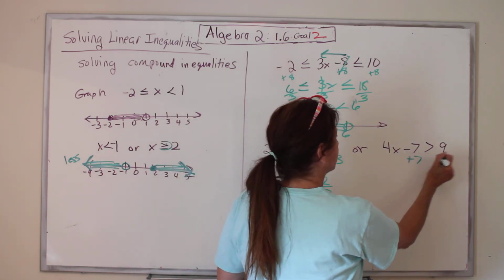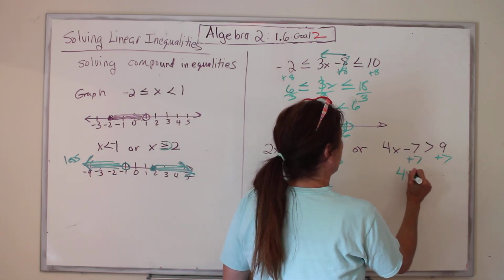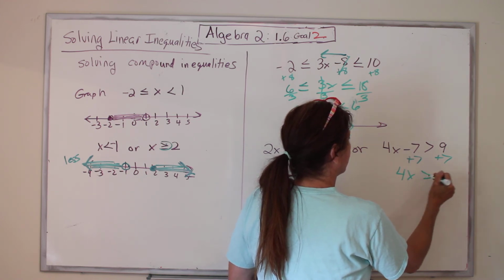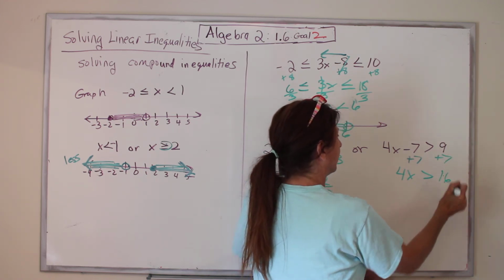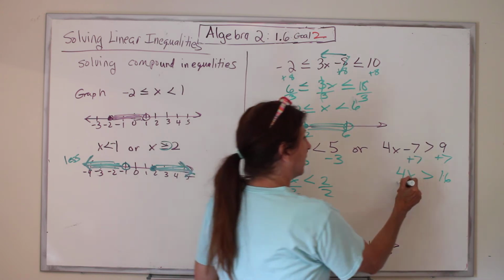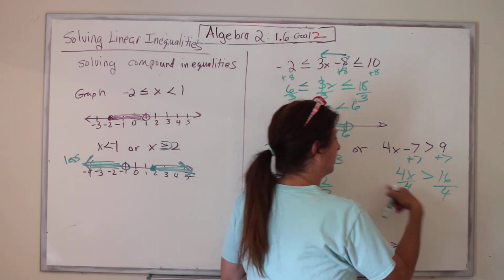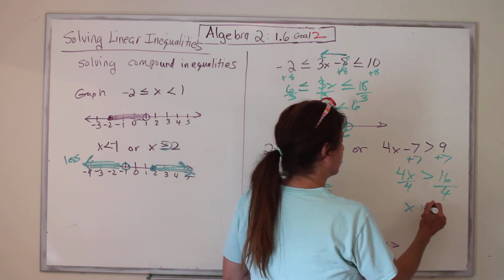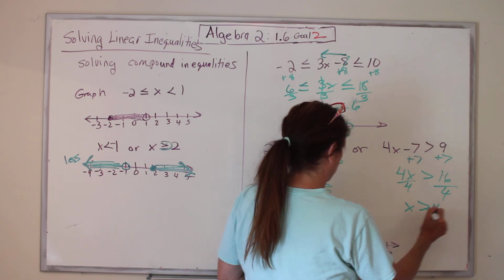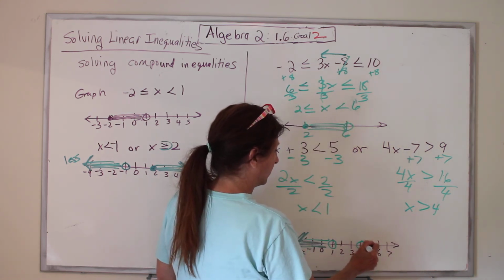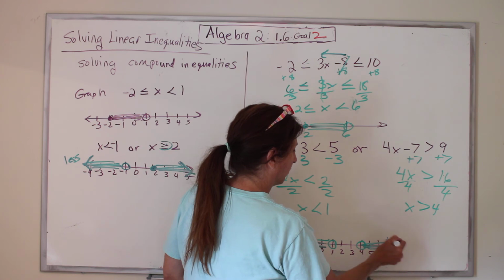Or, +7 on both sides, 4x. Do I flip it? No, because it's +7. Now I divide by 4. Do I flip it? No, because it's a +4. So x is greater than 4. So I go to 4, I put a donut, and I color the greater part.